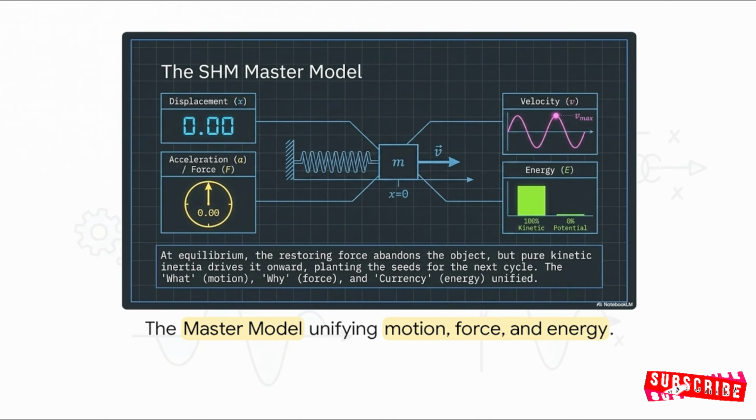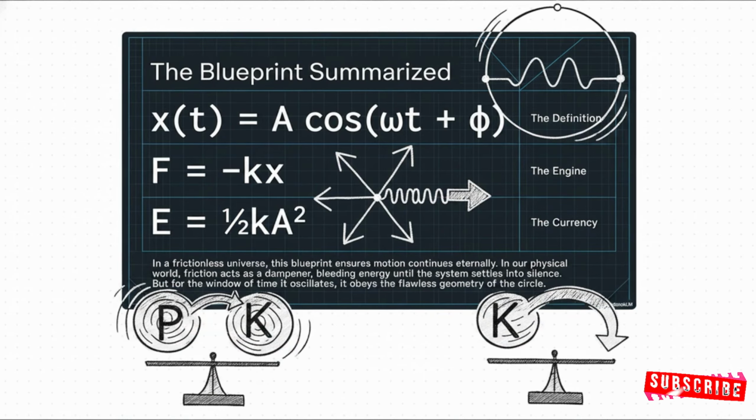But because it has built up pure kinetic inertia, that inertia drives it blindly right past the center line, immediately planting the mathematical seeds for the exact next cycle to begin. It's just a gorgeous, self-sustaining loop. And finally, here is your foundational blueprint. If you only memorize 3 absolute pillars from this entire explainer, let it be these.